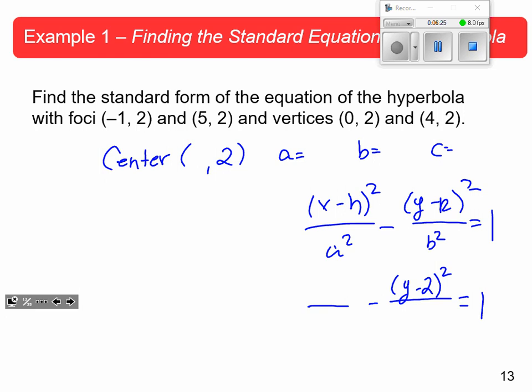Now, it doesn't matter which one we find first. We can find c first. So h plus c is equal to, h minus c is equal to. So what would we say h plus c is equal to? Because one of these two foci would be h plus c. Say 5 and -1.